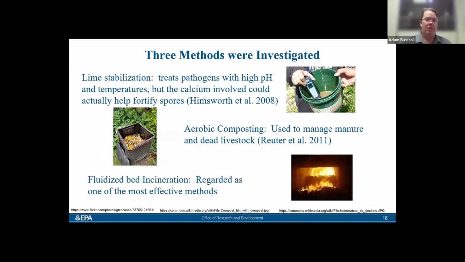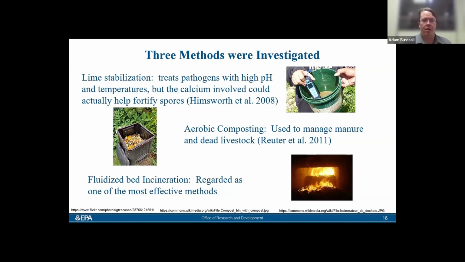We investigated three methods in the literature and then at the lab level if it looked promising. We first looked at lime stabilization, which treats pathogens with calcium oxide or calcium hydroxide in order to produce a high pH and temperature condition. However, for this study, our research did not reach the lab level for two reasons. The first reason is that the calcium in lime is known to actively help to fortify and protect Bacillus spores, increasing the risks of future infection. In fact, the Hemsworth paper that I cite here suggests that lime should never be used to treat such pathogens.